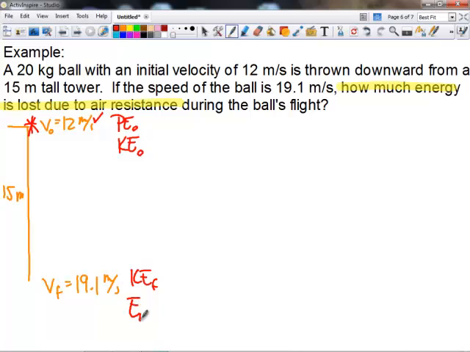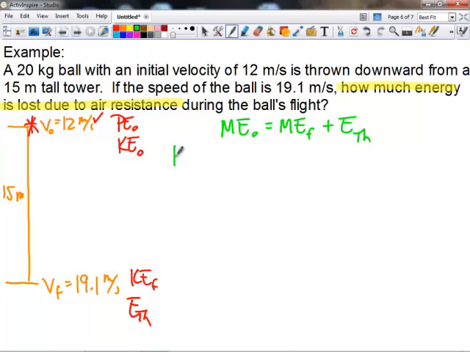So we're going to solve for ETH. Because it is at ground level and our reference point down here is going to be 0, we know there's going to be no final potential energy. So we're going to use our conservation of mechanical energy relationship, and we're going to say ME naught equals MEF plus ETH.